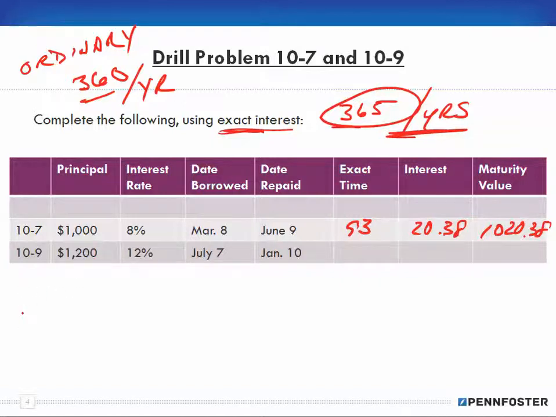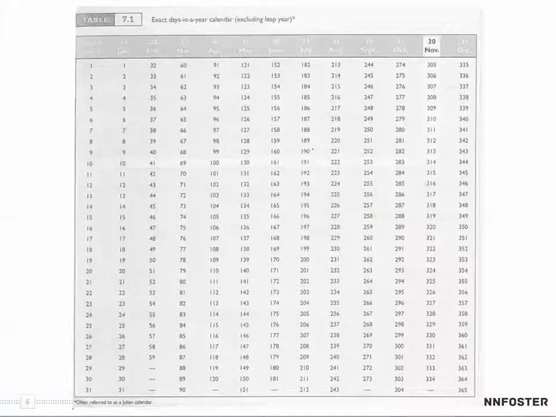Problem 10.9, $1,200 in interest times 0.12 is a 12% interest rate in decimal form, times, okay, exact interest is 365 in the denominator, and we have to look at July 7th through January 10th. Right? Now, let's go down to our calendar. So we have July 7th through January 10th.